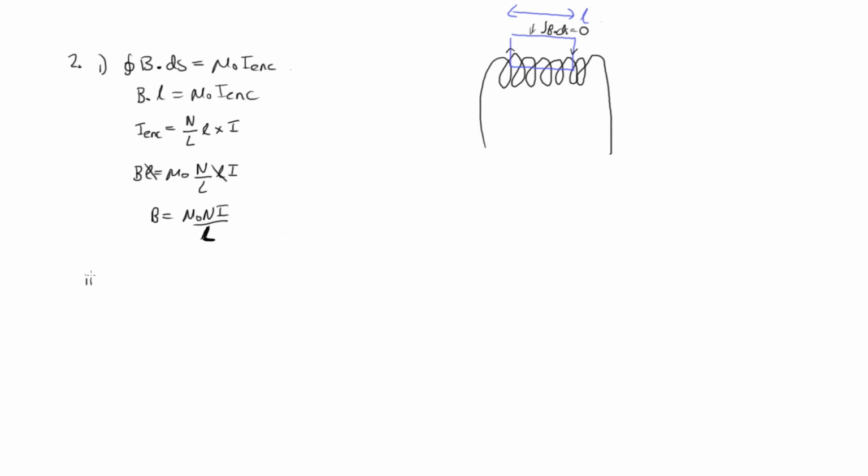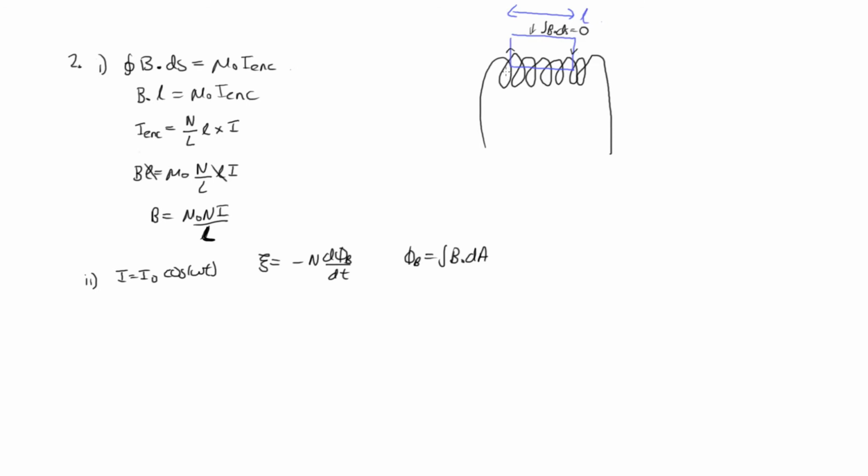Now in part 2, we're told that the current varies as a function of time. So we've got I equal to I naught cos omega t, and we're asked to derive an expression for the induced EMF across the solenoid. We know that the induced EMF is given by minus N d phi B dt, where phi B is the magnetic flux, that's the integral of B dA.